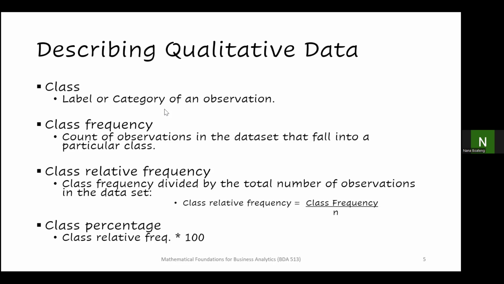When we talk about class, we're looking at the category of the observation that we are considering. In terms of class frequency, when you take a particular class, how many observations can you count in that particular class? That will give us the class frequency. Then the class relative frequency is in terms of the total: how many times they appear divided by the total number of observations. For the class percentage, we just multiply the class relative frequency by 100%.